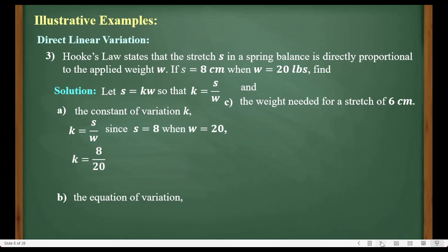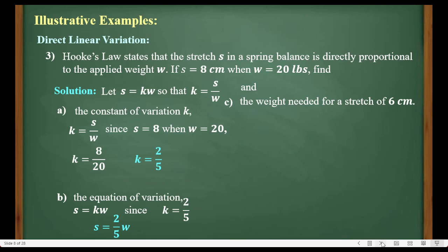That is 8 over 20. Reduce the fraction 8 over 20 to its simplest form by dropping the greatest common factor of the two. If you said it's 4, yes, you are correct. So the simplest form will become 2 over 5 as the value of K. And from that point, we can form the equation of variation. Again, we refer to the translated equation, that is S is equal to KW. So from here, we just replace K by its value, which is 2/5, so that the equation of variation becomes S equals 2/5 W.